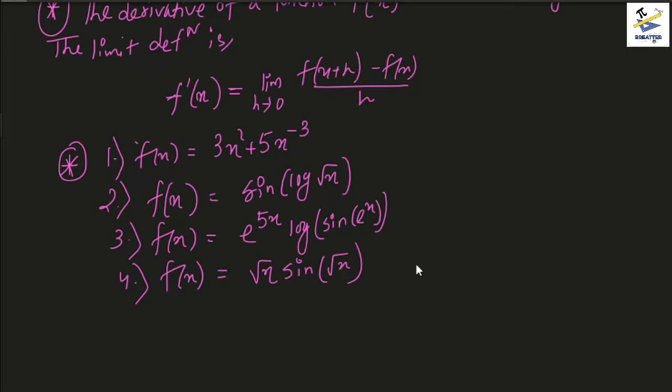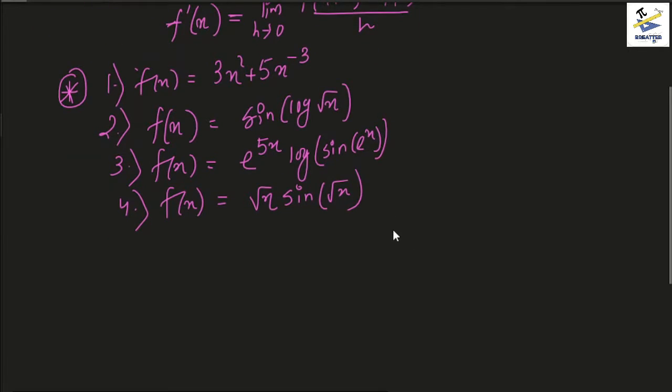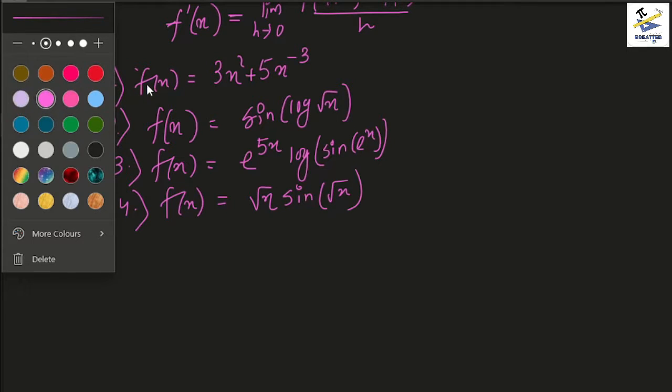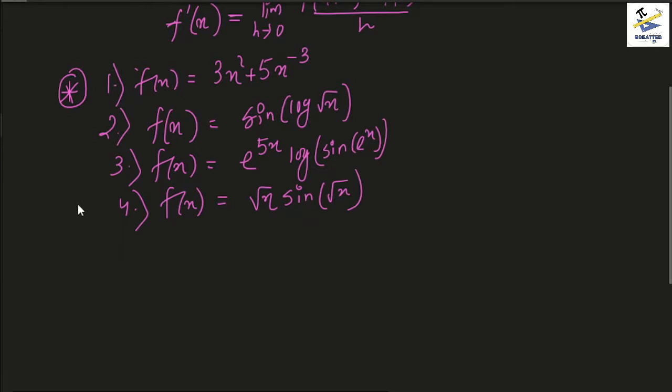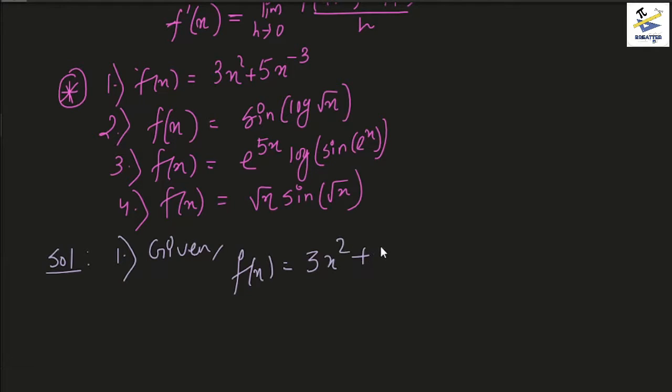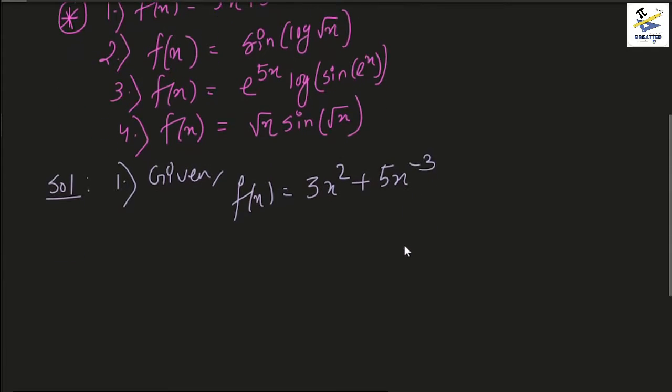Okay, right. So let's do the problems one by one and see if we can recall how we were able to solve these problems in the last video. So solution number 1. Now given f of x is equal to 3x square plus 5x to the power minus 3, right? Now we want to have the derivative of this thing.